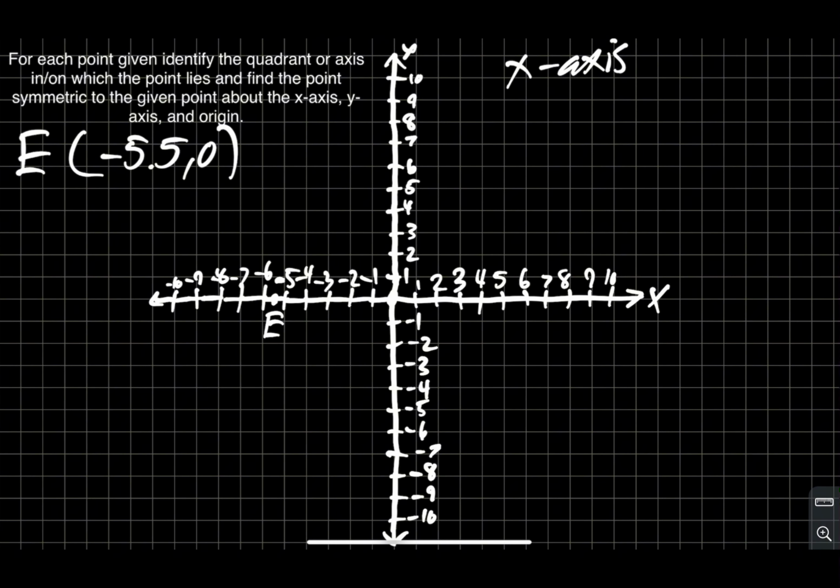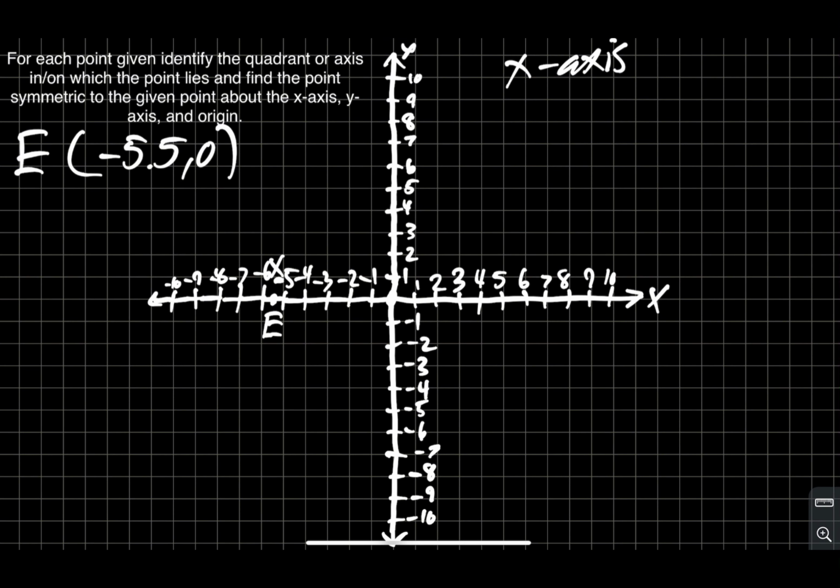Now, a point symmetric to E about the x-axis, we're going to label point X. We need to change the y value. So when we do that, we get negative 5.5, comma, and then we have to change the y value, but it's 0, so it just stays 0. So if you want to find a point symmetric to E about the x-axis, it's going to be the same exact point. So we'll label X with E.